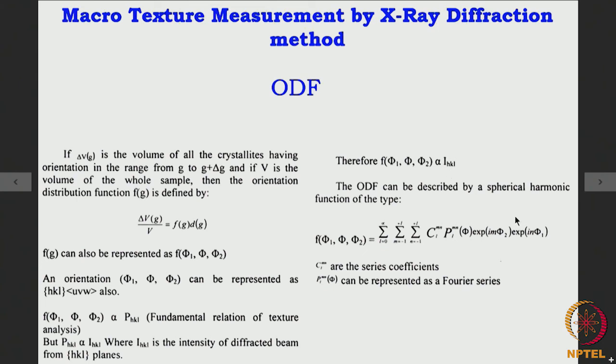So, that is what I told you already, that this function can be found out from the pole density data by treating that data in the form of a mathematical function, and then we can plot this function in the orientation space, three dimensional orientation space, and we get the ODF or the orientation distribution function.